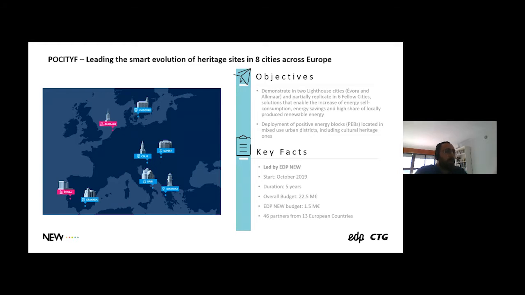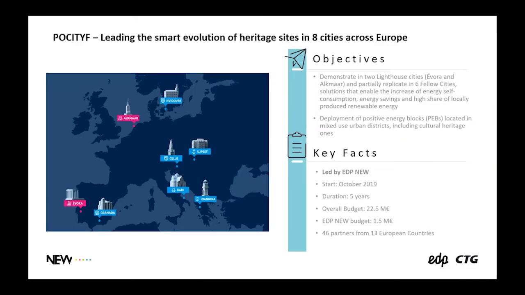These cities are spread all over Europe, basically to demonstrate in all of them solutions that enable the increase of energy self-consumption, energy savings, and a high share of locally produced renewable energy. Obviously, we will have other technical solutions in the project, but these are the main goals that lead to the second underlying goal, which is the deployment of this set of positive energy blocks, which consists of a delimited area in which the renewable energy generation is higher than the consumption on a yearly basis.